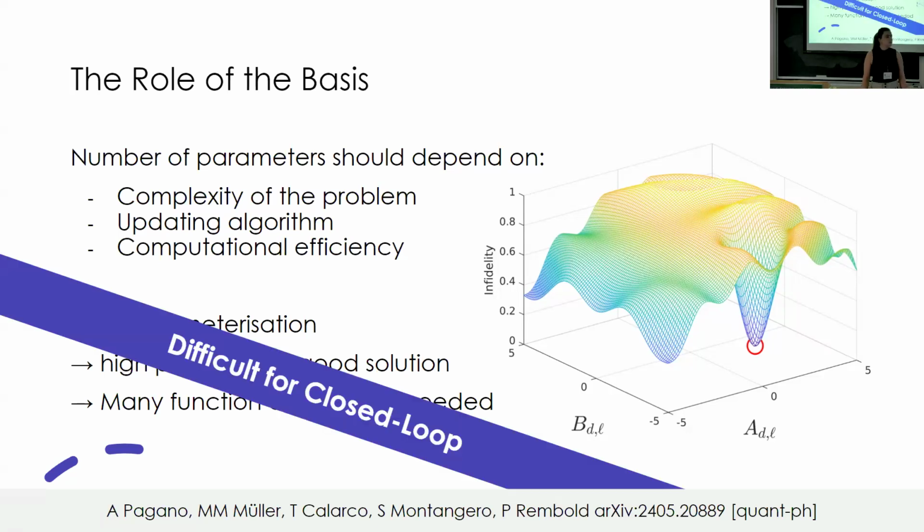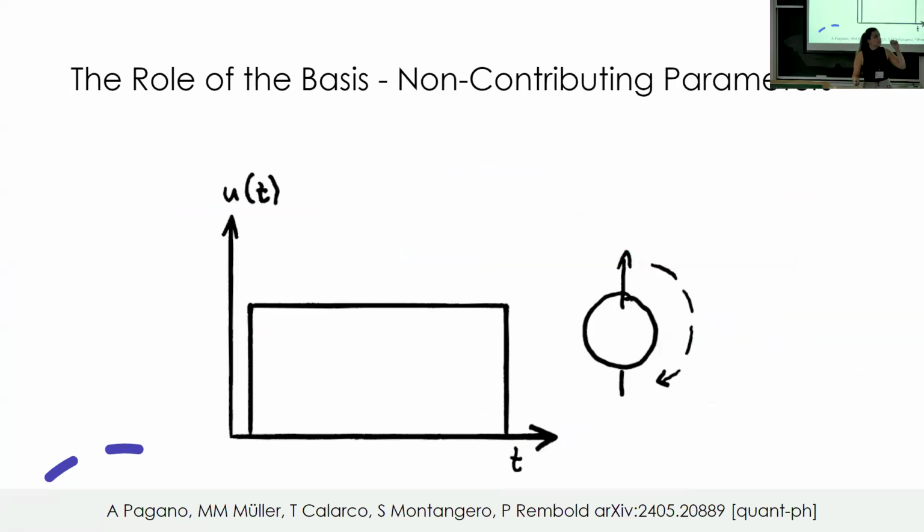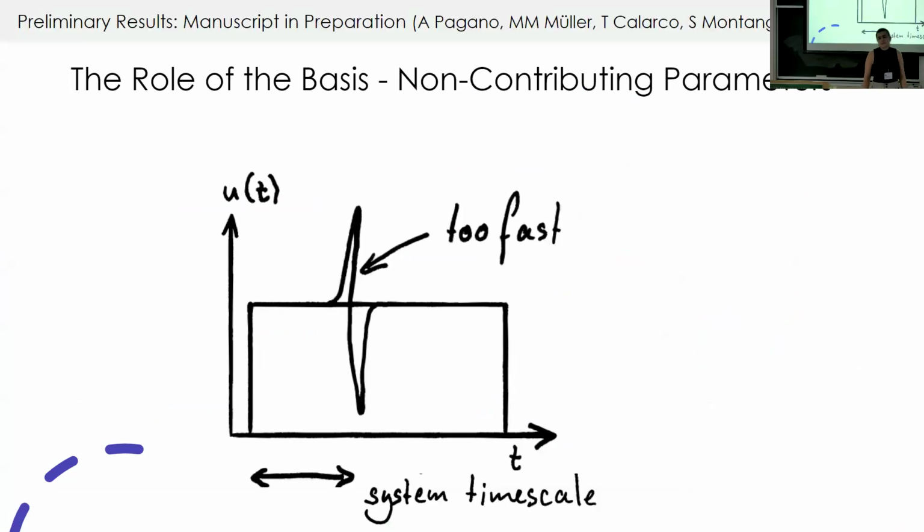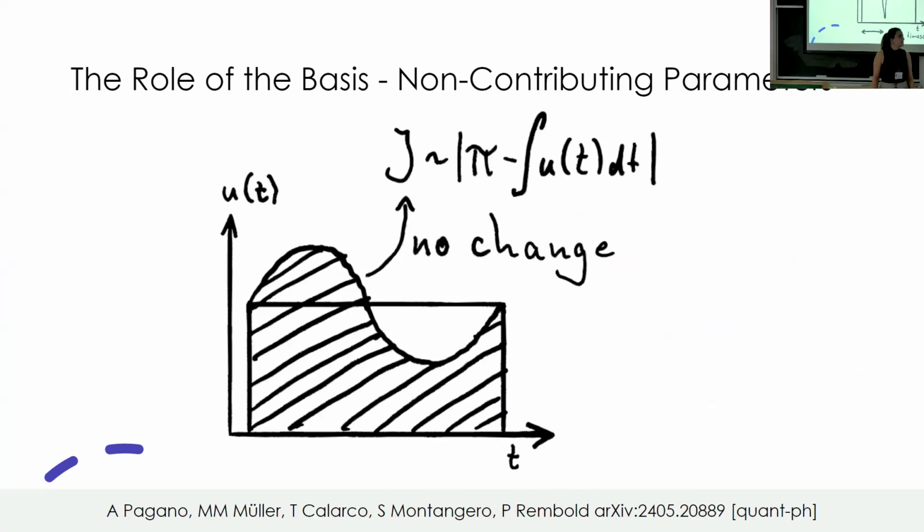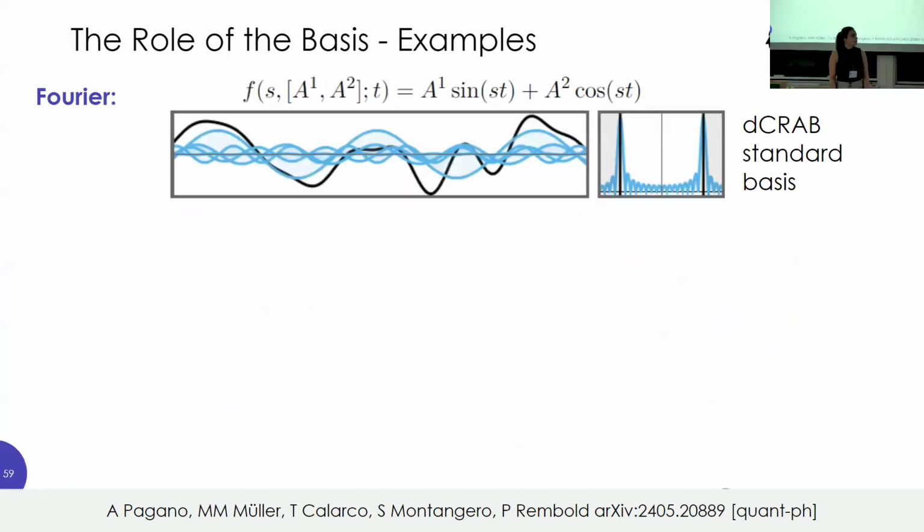And for our closed loop optimizations here, this isn't really an option. So we try to reduce the number of parameters as well as possible. So what we want to avoid is non-contributing parameters. If I have my pulse here and I want to flip my qubit, then applying something that is faster than the timescale of the system won't help me. Similarly, if I'm trying to optimize the integral of this pulse for some reason, using a basis function that doesn't change that integral is also useless. So we try to avoid these kinds of things. And in order to have a few bases for comparison, we chose 3 of them.